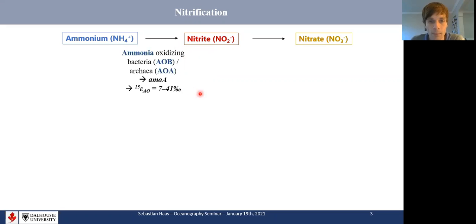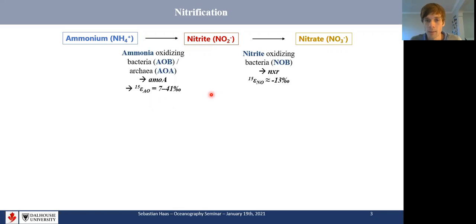Another technique I use in my research is stable isotopes of nitrogen, and for this we need these quantities of enrichment factors, isotopic enrichment factors. Here the 15 epsilon AO is the isotopic enrichment factor for ammonia oxidation, and this quantifies to what extent the process discriminates between the two stable isotopes of nitrogen.